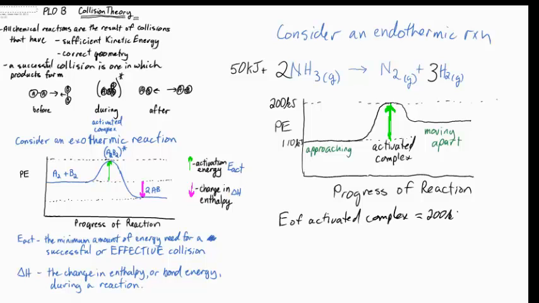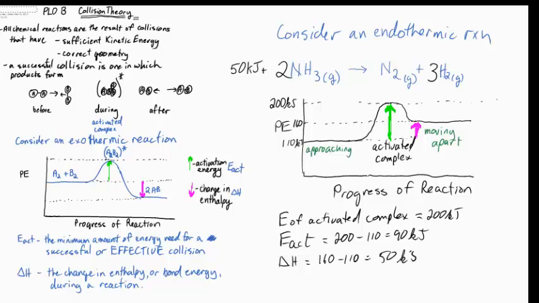Well, the energy of the activated complex is 200 kilojoules, but the energy that needed to be put in, the activation energy, is only 90. That's the length of that green-yellow arrow. The change in enthalpy, the energy that went in overall, is just that bright pink arrow, 50 kilojoules. And that's an endothermic reaction.